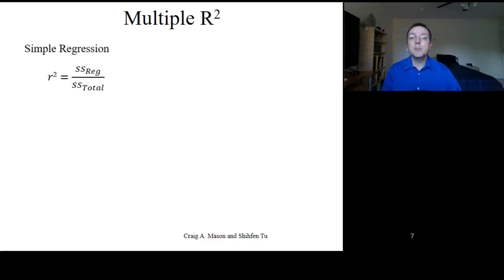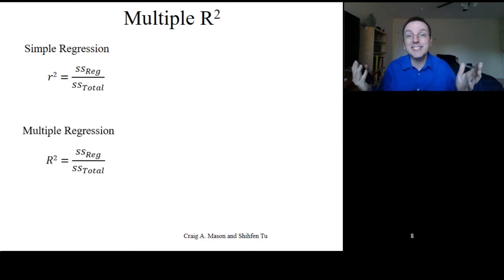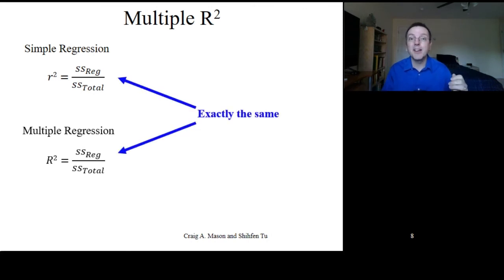In simple regression, we saw that the R squared was equal to the sum of squares regression divided by the total sum of squares, and that's mathematically equivalent to the proportion of the total variance in the outcome that's related to our single predictor in simple regression. That's still true in multiple regression. In multiple regression, R squared is, you guessed it, the sum of squares regression divided by the total sum of squares. It's exactly the same.